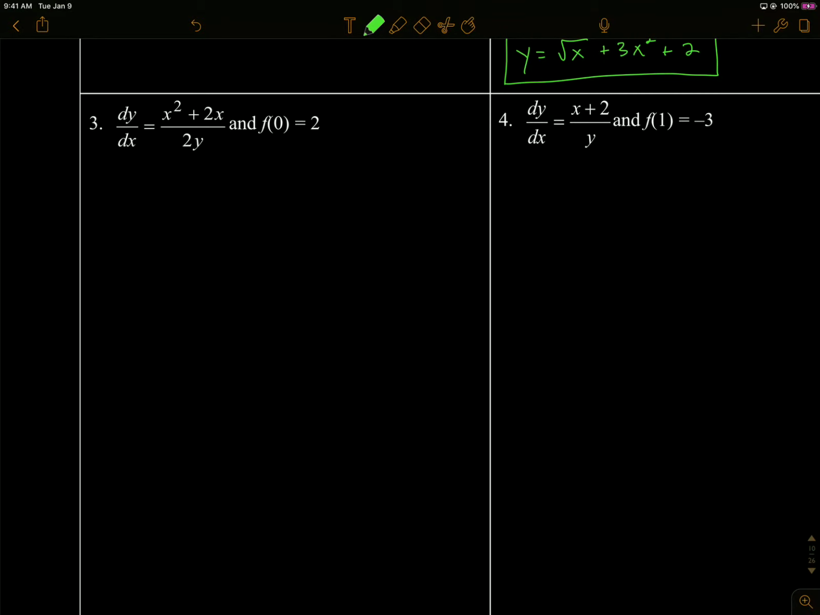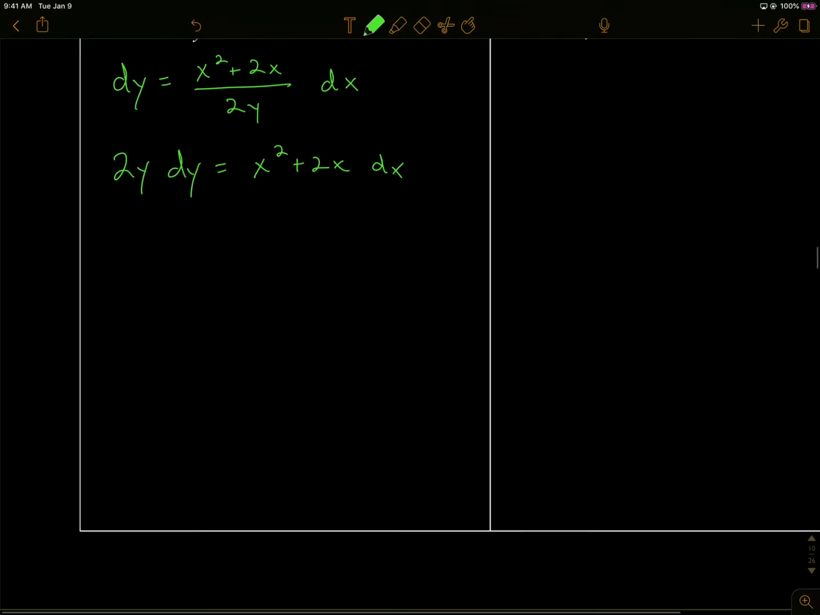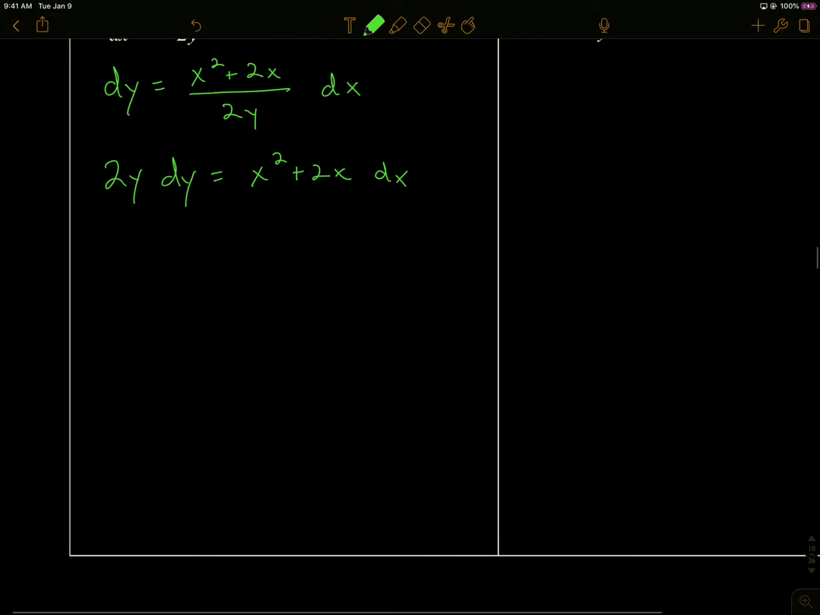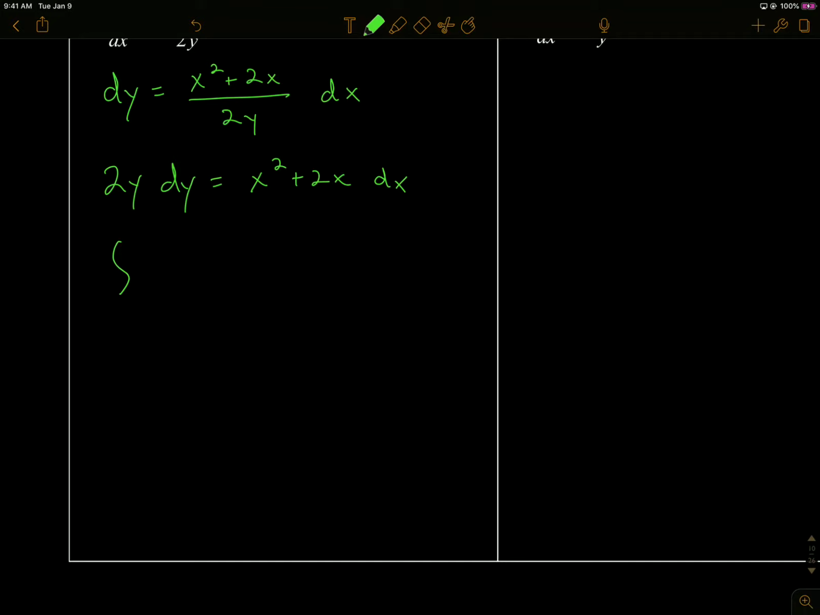All right, let's try another one. Separate my variables. So I multiply both sides by dx, and I get dy equals x squared plus 2x over 2y dx. I did not finish separating my variables because I noticed I still have a y over here. So at the same time that I multiply my dx to both sides, I can multiply the 2y on both sides. Some people say cross multiply. Some people do it in 2 steps. So if I'm doing it in 2 steps, the next step is to multiply both sides by 2y. So I get 2y dy equals x squared plus 2x dx. All right, so now I am going to integrate both sides.